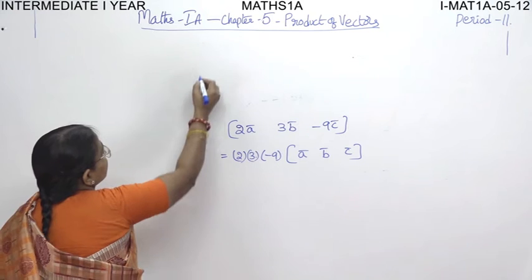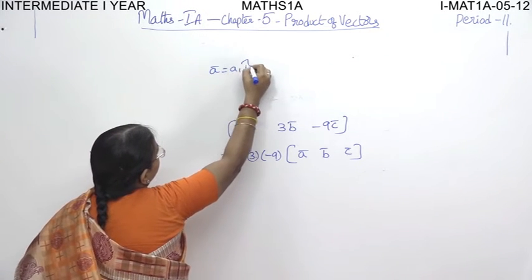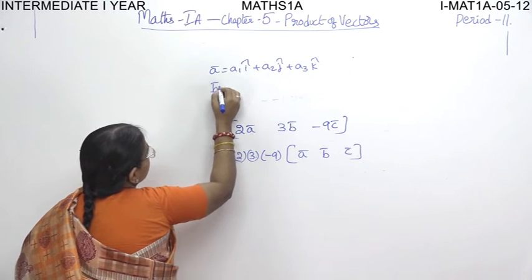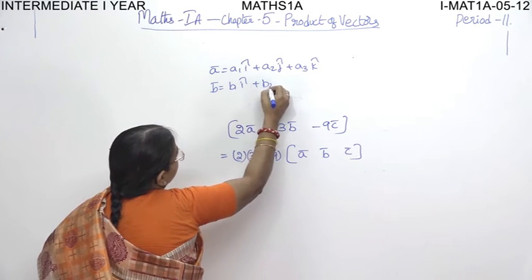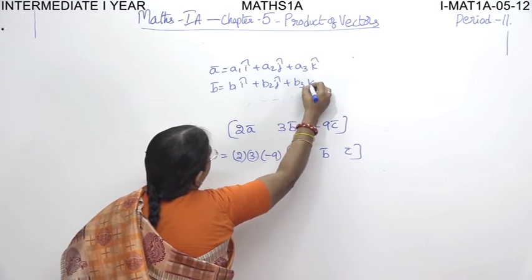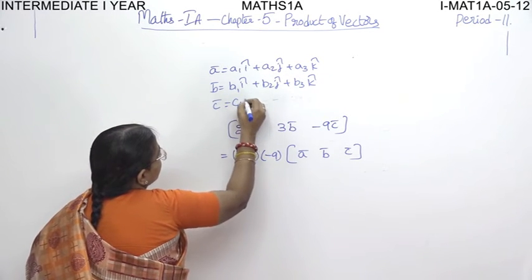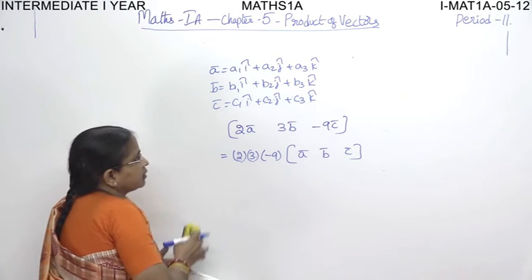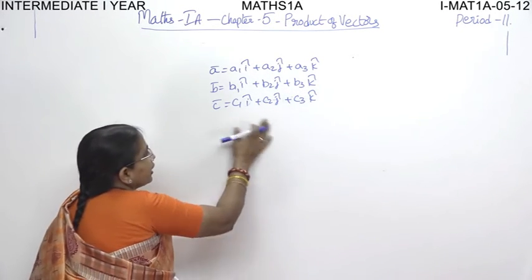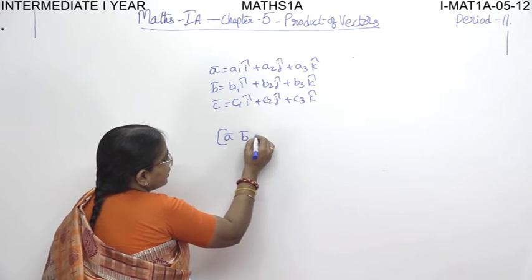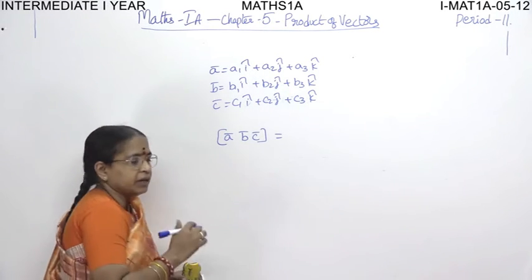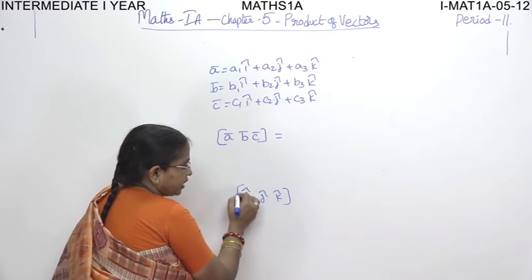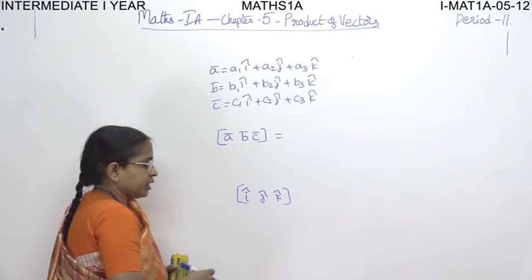Next, suppose that you have A is equal to A1I plus A2J plus A3K, and then B is equal to B1I plus B2J plus B3K, and then C is equal to C1I plus C2J plus C3K. Suppose you have ABC vectors like this, then you can write box product between the vectors ABC. Okay, before discussing this, we'll first discuss this property. What is the box product of IJK? Unit vectors. You already know IJK as unit vectors.